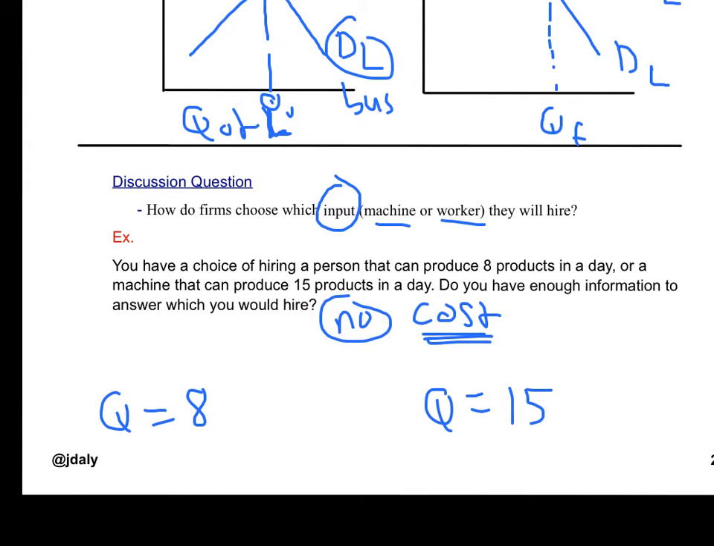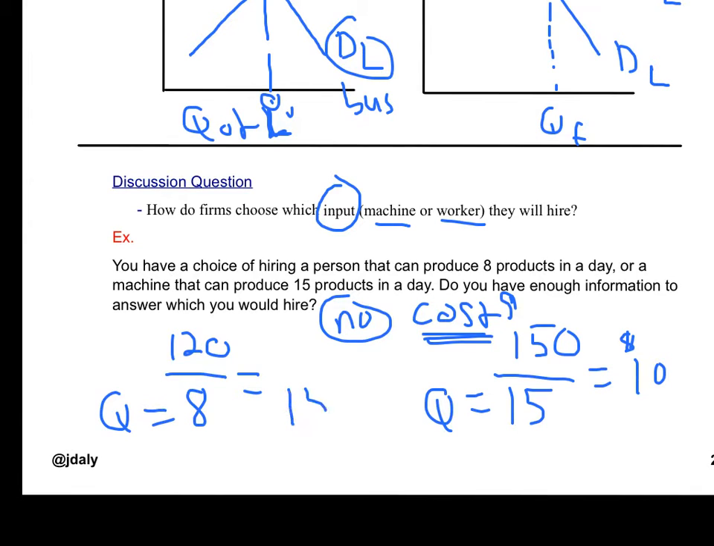If the machine costs maybe $150, then we can say the per unit cost is going to be $10 per unit. If maybe the worker was paid $120, they'd be producing $15 per good. So in this scenario, $10 is cheaper than $15, so presumably the business would want to hire the machine and not the worker. We could obviously reverse the numbers and have a different outcome.